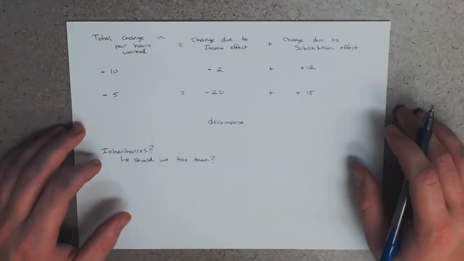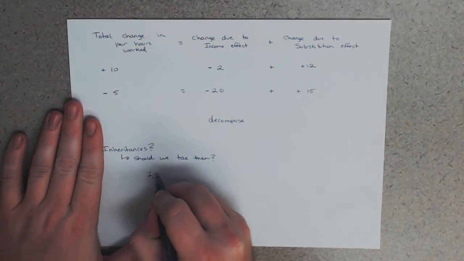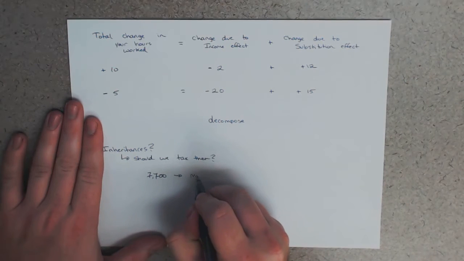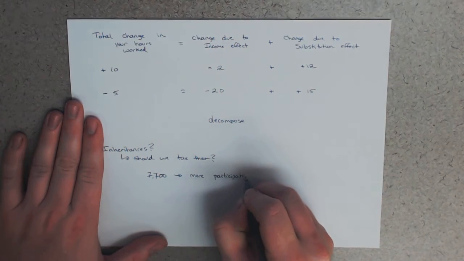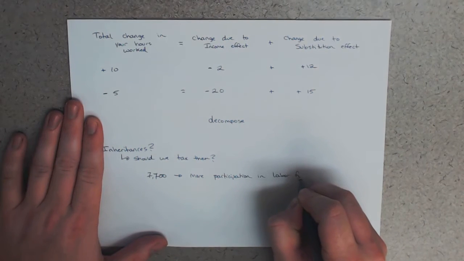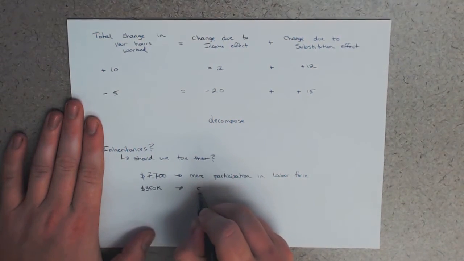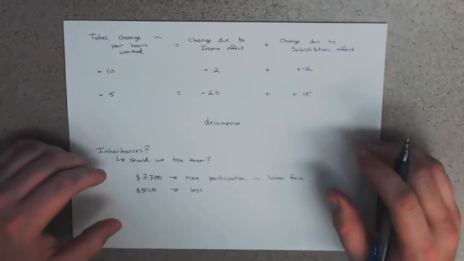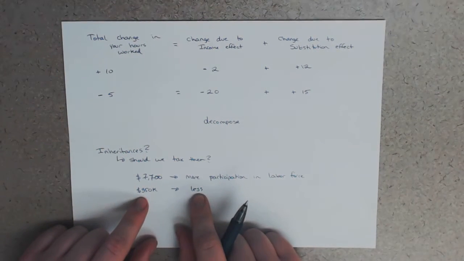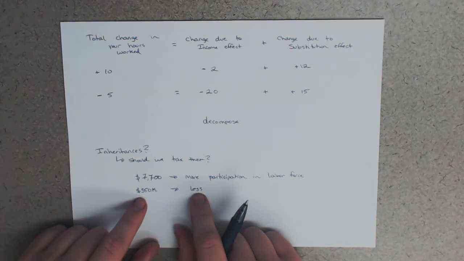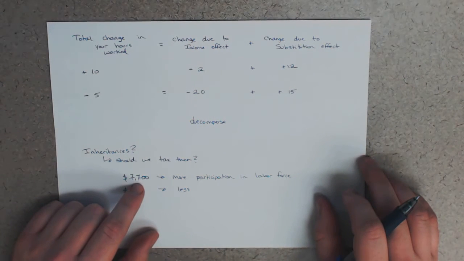Okay, and so how can we explain this? The puzzle is that $7,700 results in more participation in the labor force, and $350K results in less. It seems like both should result in less, right? This one makes sense. If I just gave you 350 grand, you'd probably work fewer hours per week. That's no mystery. But what about the small one? Why aren't people working fewer hours here?